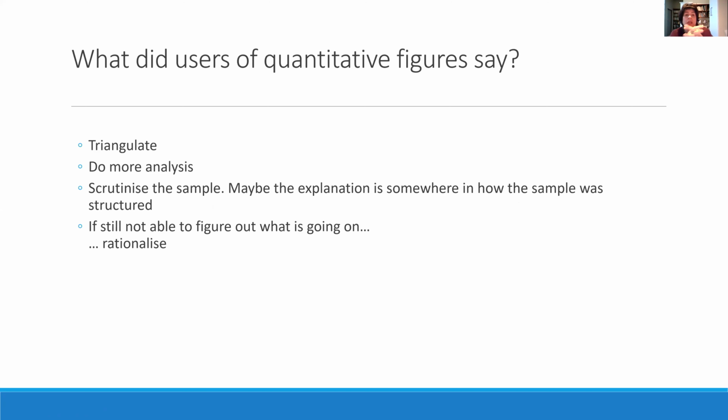We have gone and asked users of quantitative figures. And they told us the first thing that they do is they triangulate. Then they do more analysis to see if they can figure out what's going on with the strange figures. And then they often scrutinize the sample. Maybe the explanation is somewhere there. And if they're still not able to figure out what's going on, then they rationalize.